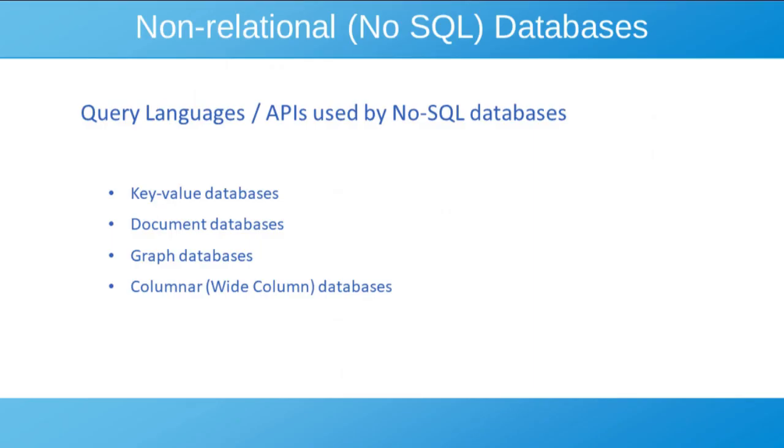Non-relational databases use different query languages or APIs to manipulate data depending on their type. For example, key-value databases use simple commands like get, set, delete to access data by their keys. Document databases use query languages like MongoDB Query Language, MQL, or Couchbase N1QL to access data by their fields or values. Graph databases use query languages like Cypher or Gremlin to access data by their nodes or edges. Columnar databases use query languages like Cassandra Query Language, CQL, or HBase Shell to access data by their columns or families.